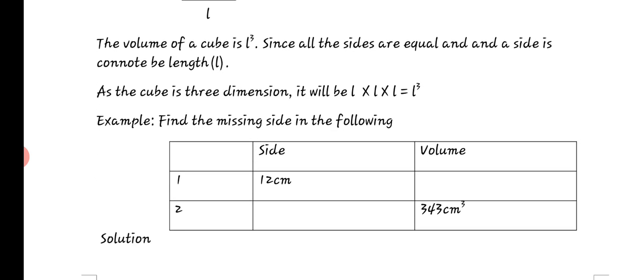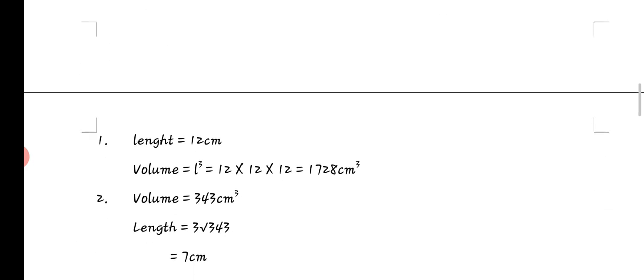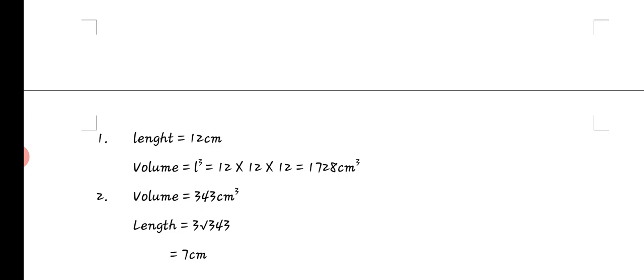Let's look at the example here. Find the missing value in the following. Number 1, a side is given to be 12 centimeters. We don't know the volume. And all the sides are equal, so it will be length times length times length. That is 12 times 12 times 12. 12 times 12 is 144. 144 times 12 will give us 1,728 centimeter cube. Don't forget I said the unit of a 3-dimensional shape is cubic, so it will be centimeter cube.